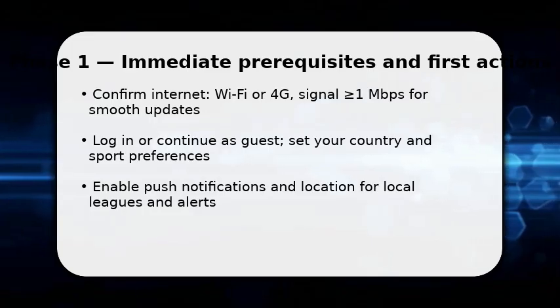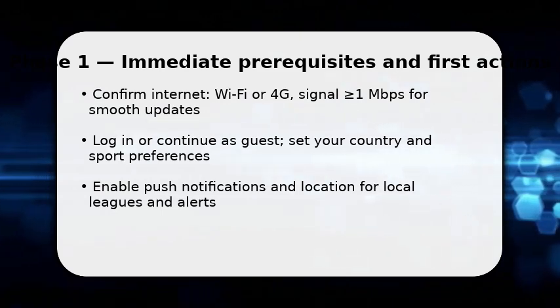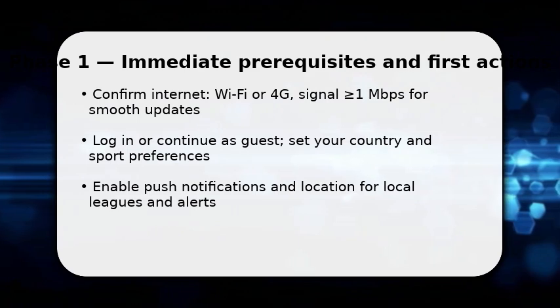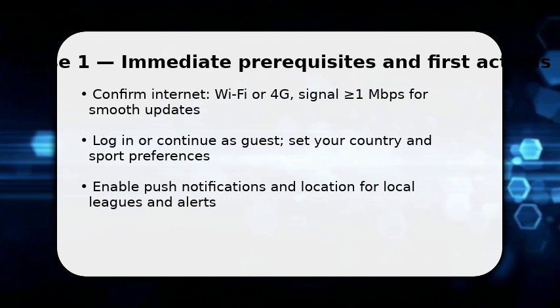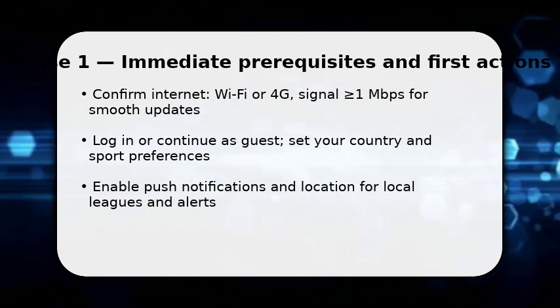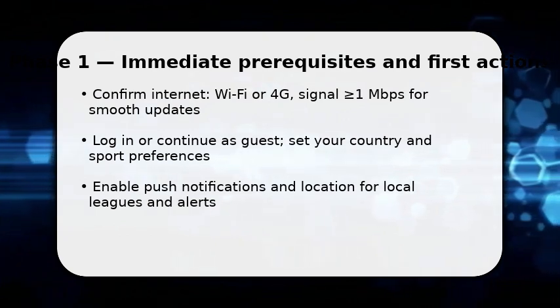You begin by preparing your device and app. Make sure you have a stable connection because live updates depend on it. Open the Live Score app or site, then log in or use guest access. This lets you personalize feeds. Once done, choose your primary sport and country preferences so filters load faster.